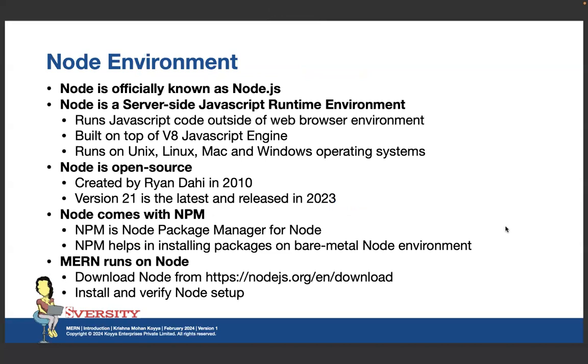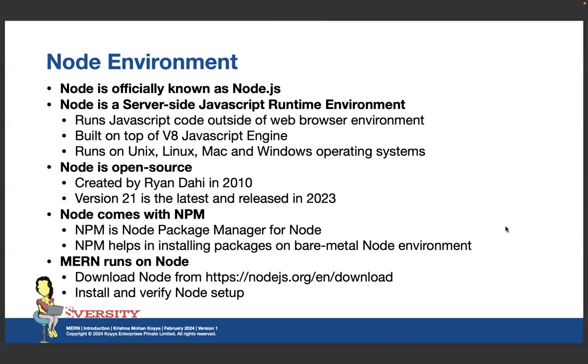Now let us look at the individual components. Let's start with Node. Node is officially known as Node.js. As I mentioned, this is a server-side JavaScript runtime environment. It means on the server side, if you want to develop code in JavaScript, then you require Node. If you always think JavaScript runs only in the browser, that's not true. On the server side, you can have Node to run JavaScript. It is built on something called the V8 JavaScript engine, which you find also in the browsers, whether it is the browser or the server side.